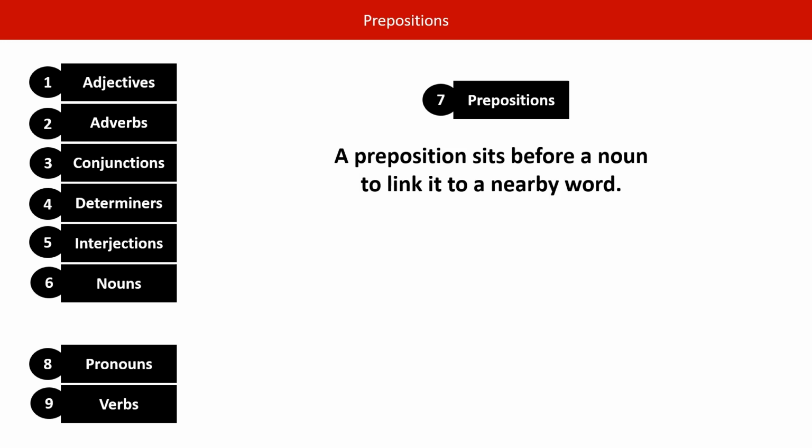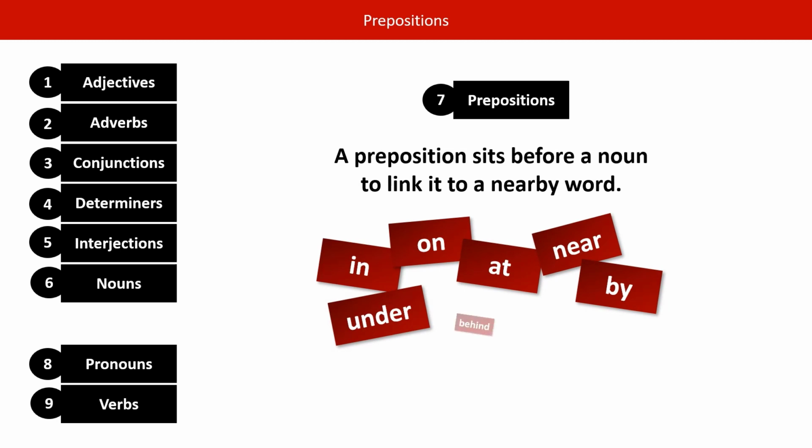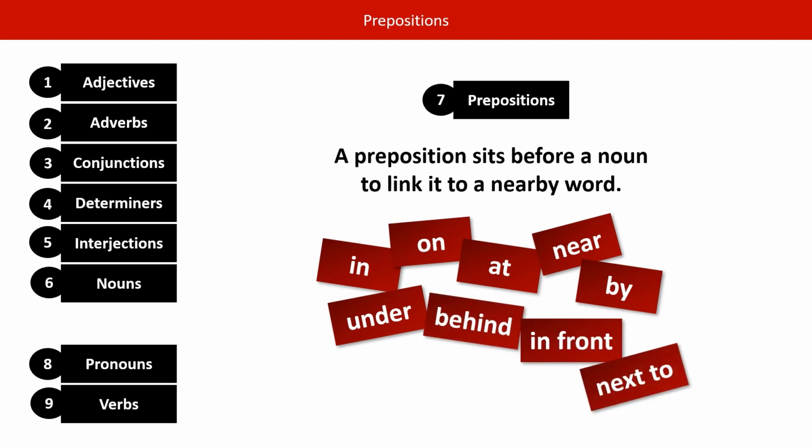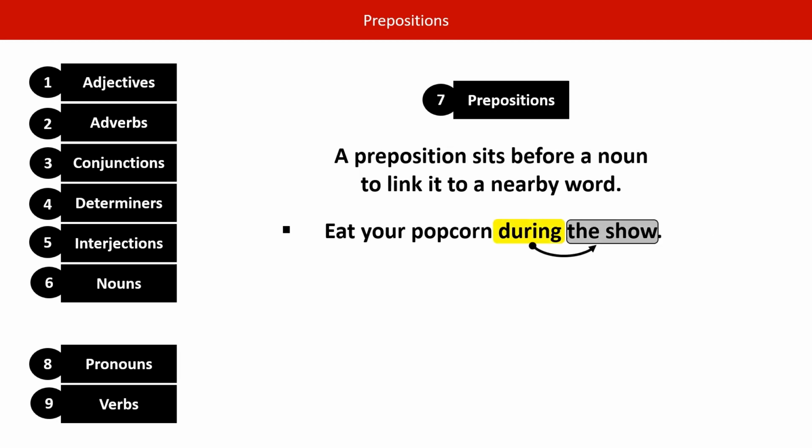Lots of prepositions tell us where things are in relation to each other. For example, in, on, at, near, by, under, behind, in front of, next to. Notice that prepositions can be 2 words as well as 1. These ones tell us where things are in relation to each other. But not all prepositions tell us where things are. Look at this example. Eat your popcorn during the show. During is our preposition. It sits before the noun phrase the show and links to eat. This one tells us when.